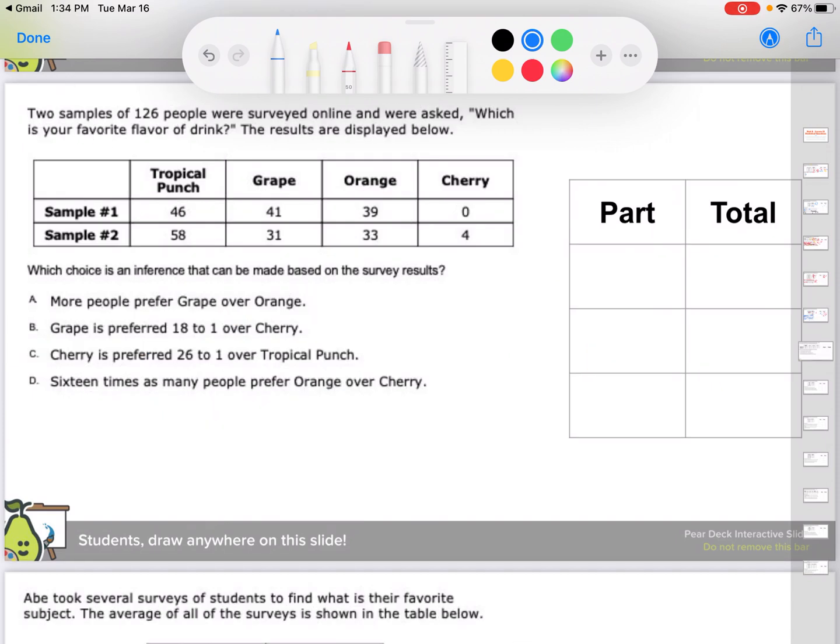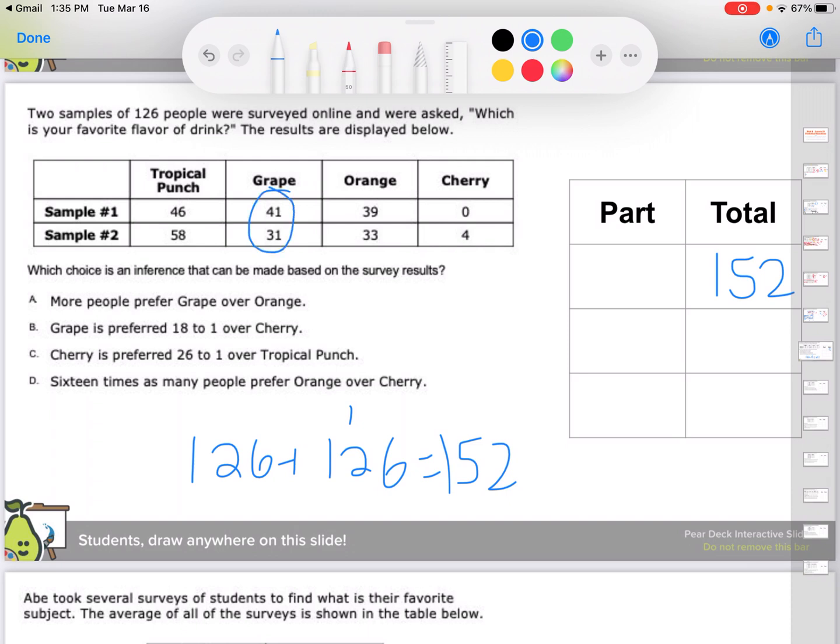All right, the next one says 2 samples of 126 people surveyed online, and they were asked which was your favorite flavored drink, and they were surveyed before or below. So 126 people were surveyed. Okay, so 2 samples of 126 people. That would be 126 plus 126, which would give me 152 people. Okay, so more people prefer grape over orange. Well, grape and orange. So I get 71, and then over here I get 72.